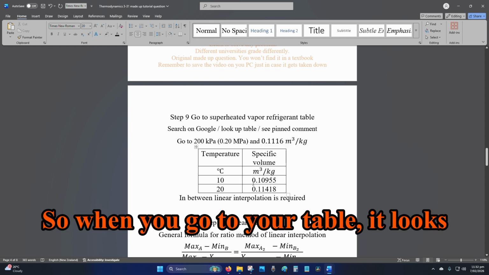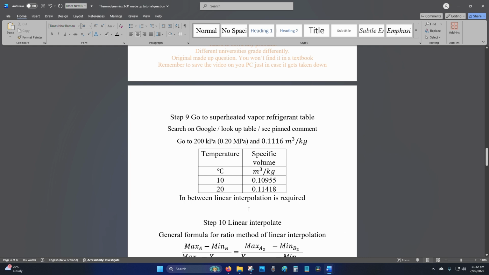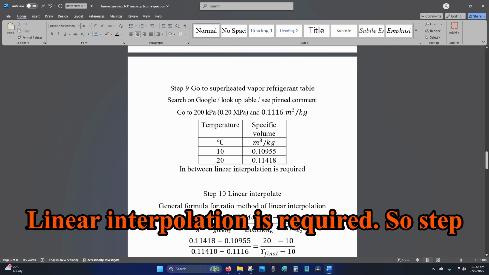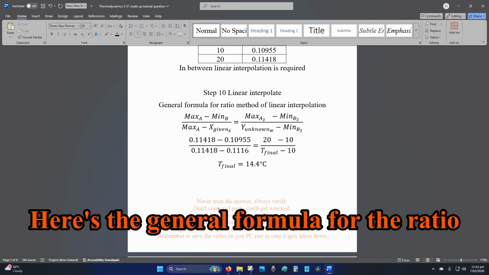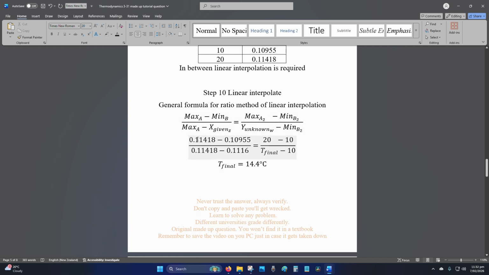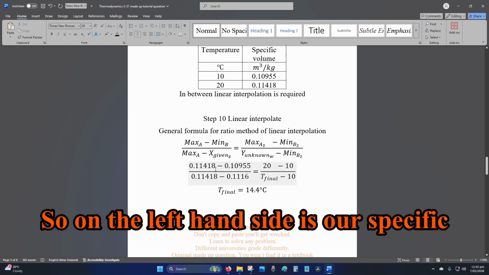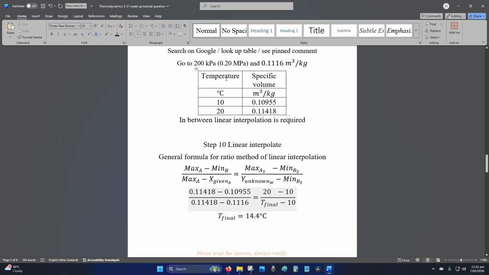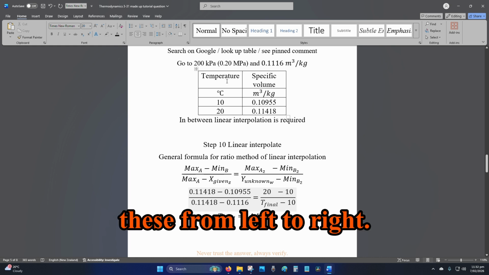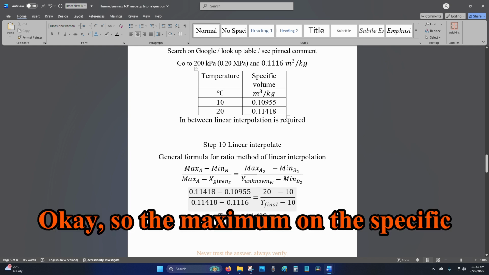When you go to your table, it looks like it is in between 10 and 20 degrees Celsius. Linear interpolation is required, so step 10, linear interpolate to find the final temperature. Here's the general formula for the ratio method for linear interpolation. On the left hand side is our specific volume and on the right hand side is the temperature. We just switch these from left to right.